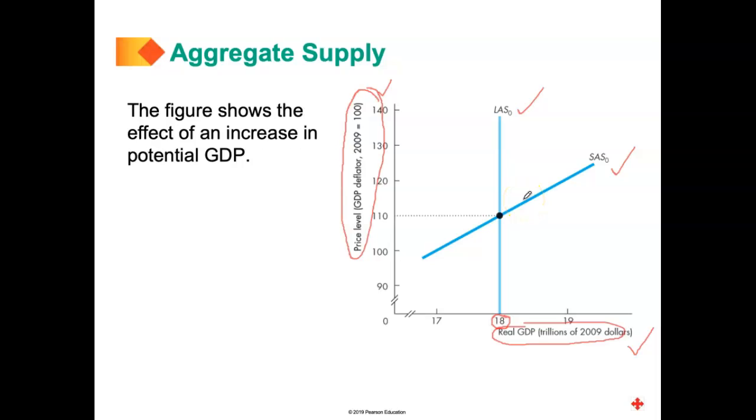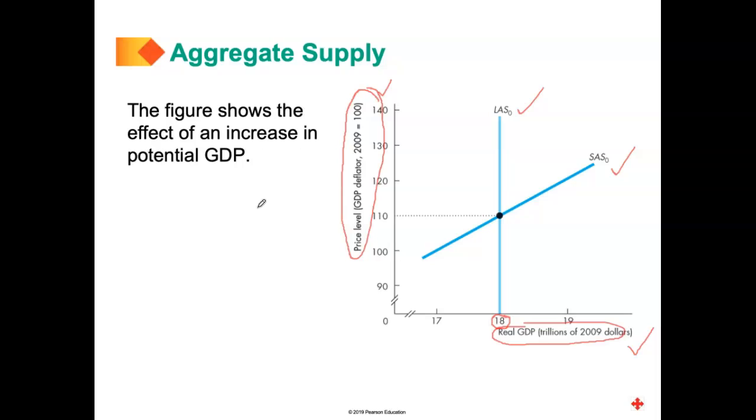If that happens, it means that the country is overproducing. And if the short run aggregate supply curve is less than the long run aggregate supply curve, it means the country tends to be underproducing. Now, let's see what happens if there's an increase in potential GDP.